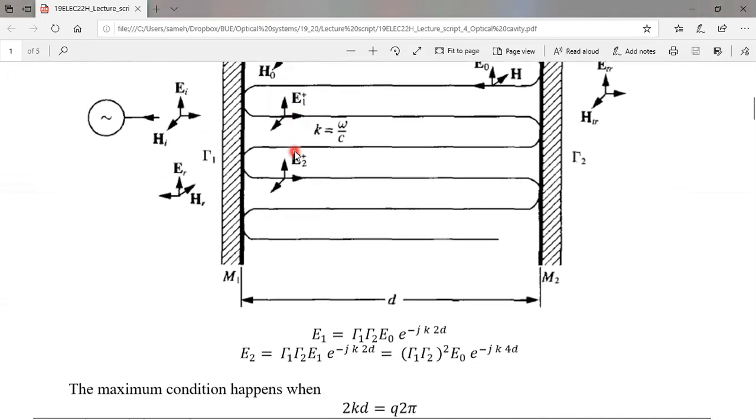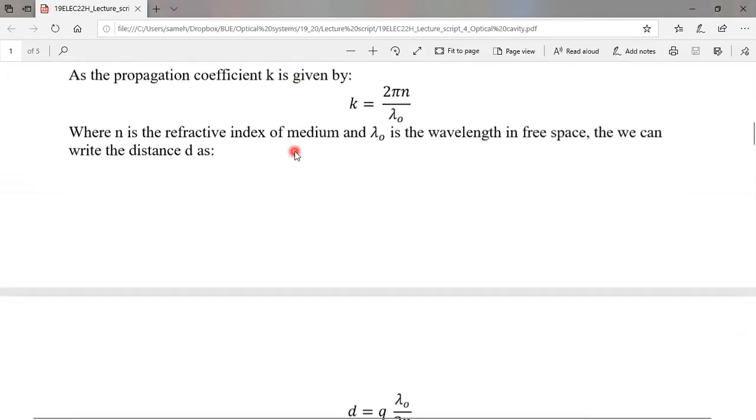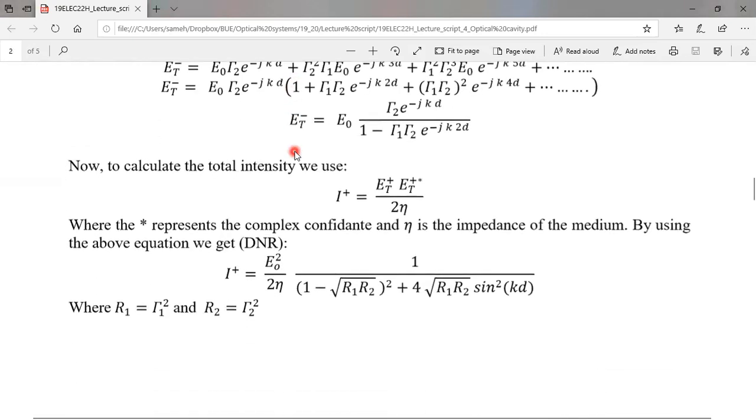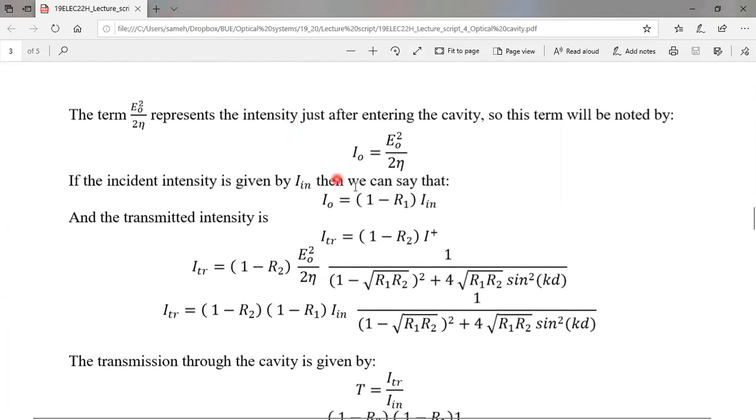So we can simply say that the first amount of intensity inside the cavity, which is I node, equals 1 minus R1 times I in. I in is the incident energy, R times I in will be reflected, and 1 minus R times I in will be transmitted, which is I node. So I node equals 1 minus R1 times I in.